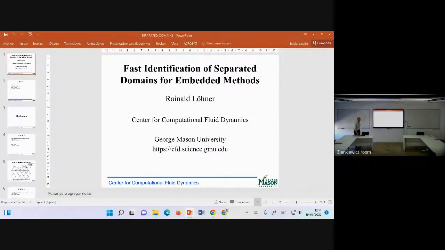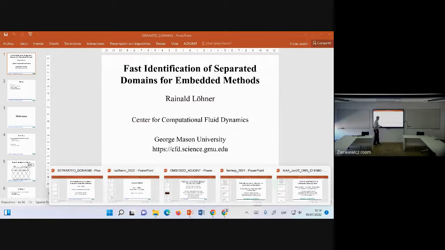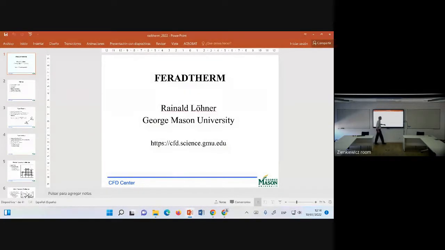Okay, so that's the first presentation. Let's see if we can find the second one here. Yeah, okay, so this would be radiation modeling.